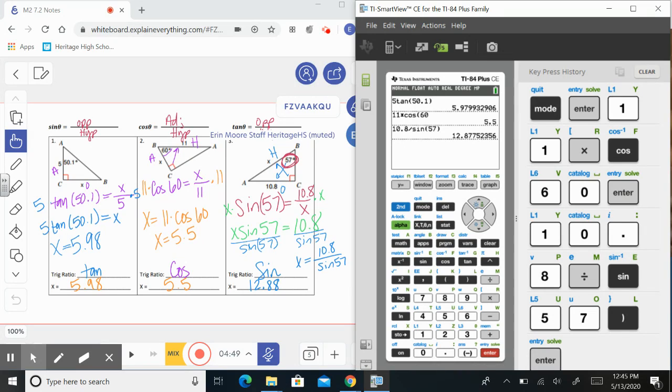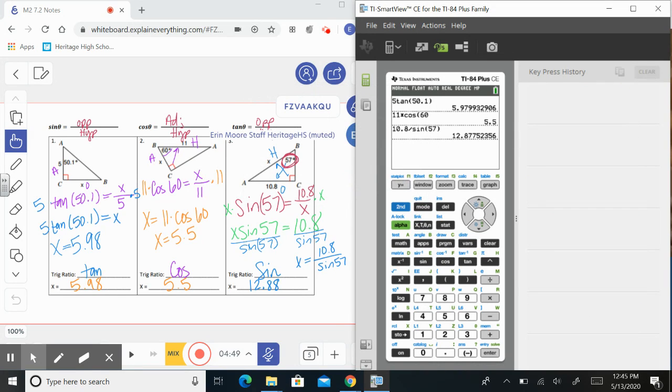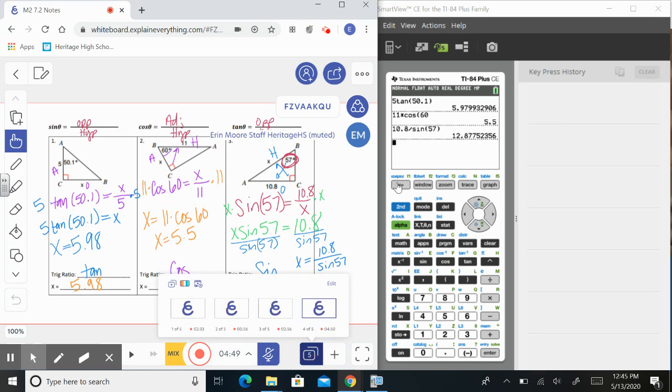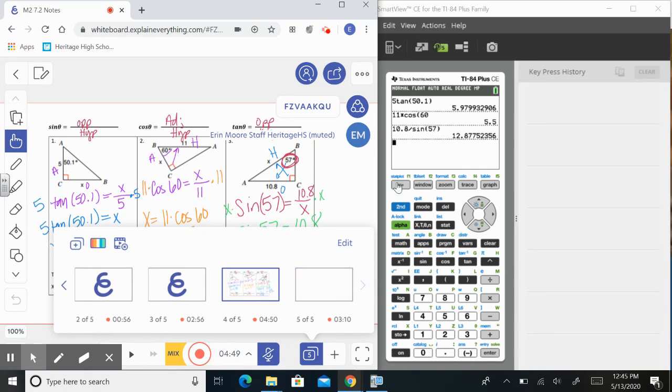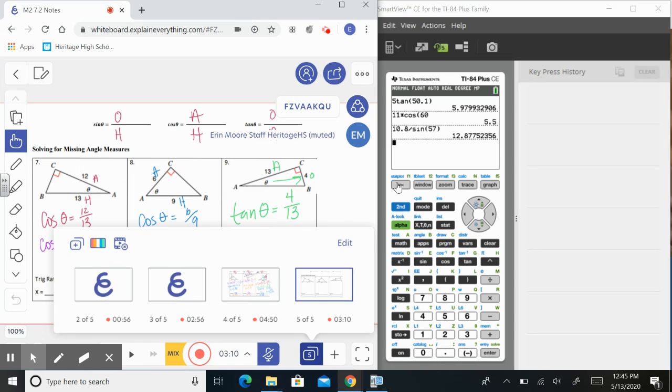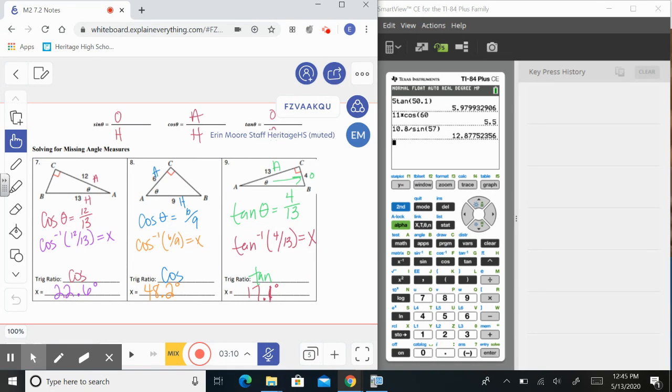I am going to clear this key press history so that you can see the next steps that we're going to do. I'm going to go to the next page. So this is the other thing where these steps may have been a little bit difficult for you. So I want to make sure you're understanding what you're doing in the calculator here. We're still in degree mode, and your calculator should stay in degree mode for all of this that we're doing.